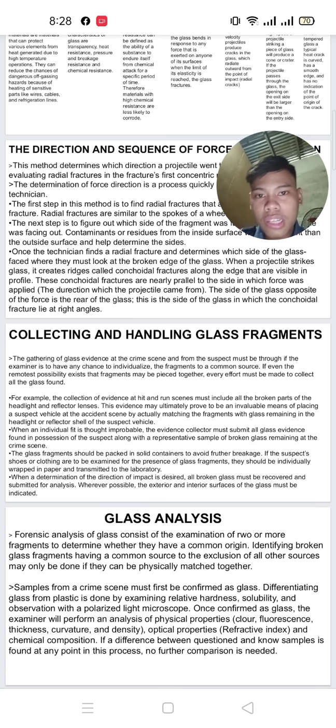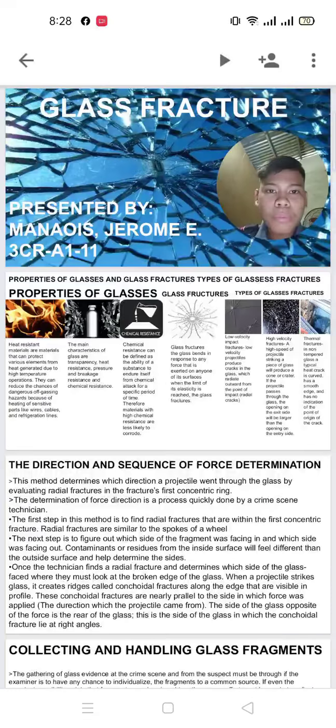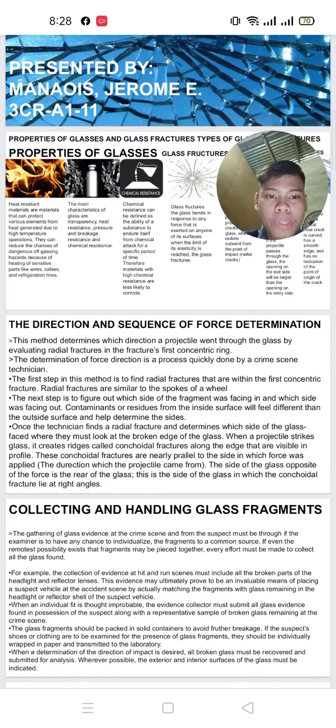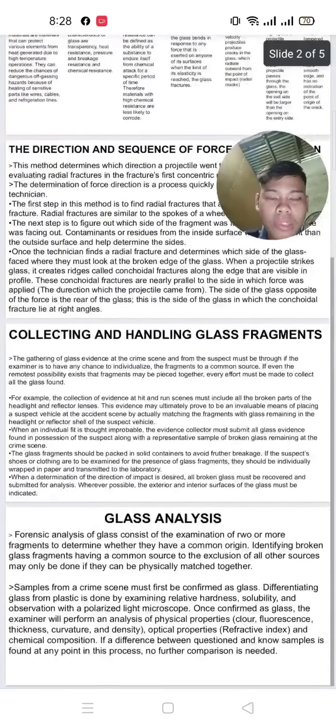So in summary, glass fractures, the direction and sequence of force determination, collecting and handling glass fragments, glass analysis.